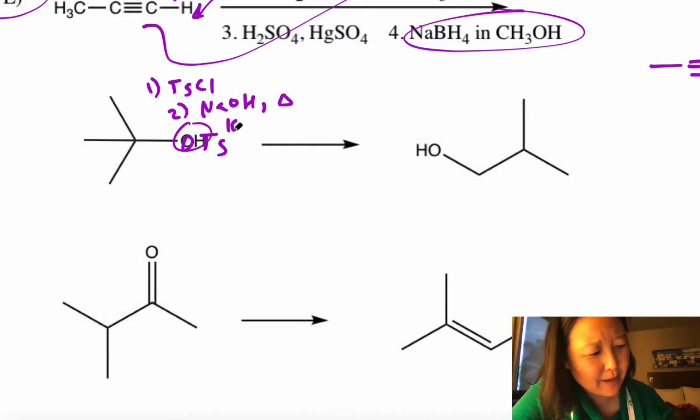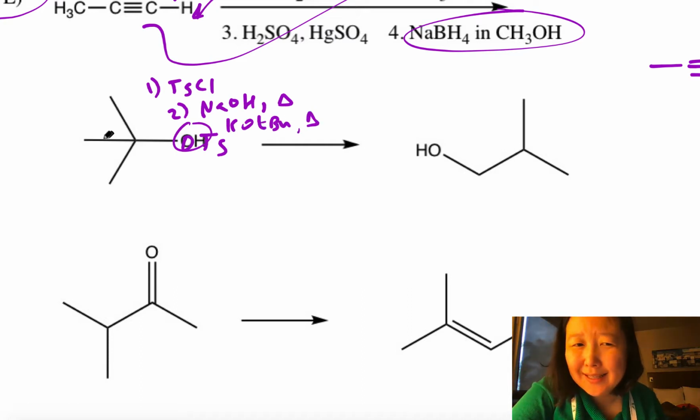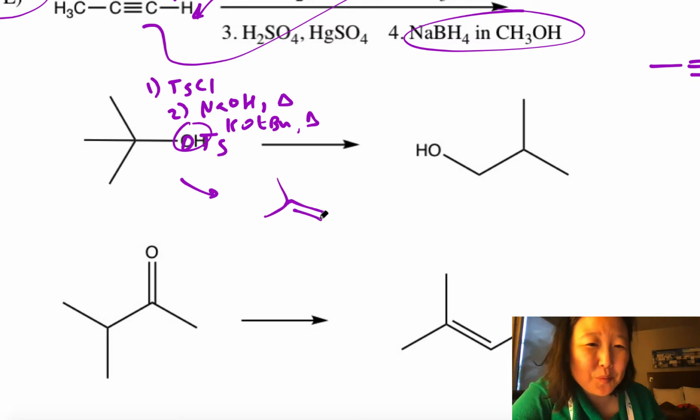Either one doesn't matter because it gives me the same alkene. It gives me the same double bond no matter what base I use, right? So that's 2 steps to get my alkene. But there's actually a better way, which is 1 step.